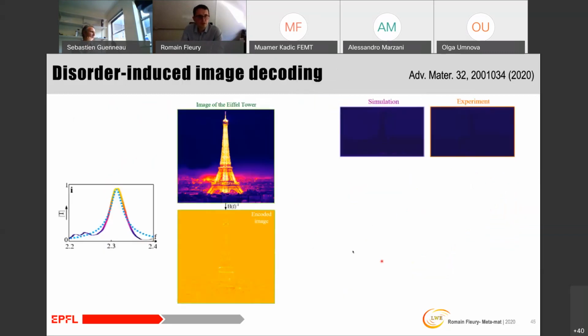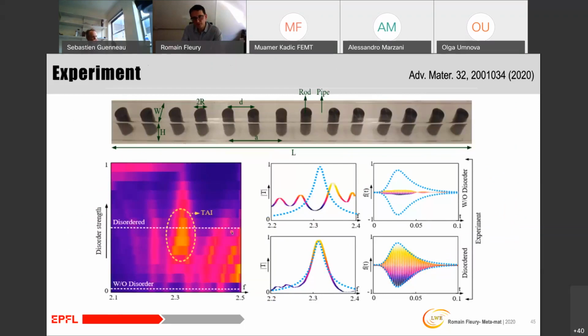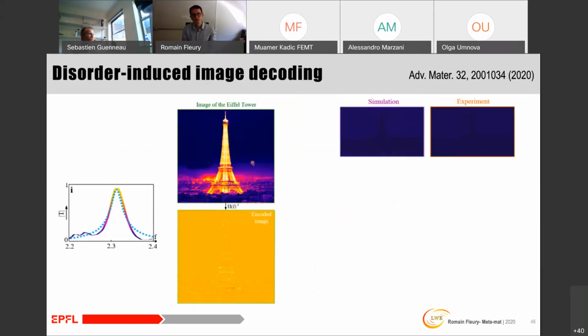And what we also did is, because we are working with time signals here, we were thinking that we might use this for robust disorder-induced image decoding. So we take an image of the Eiffel Tower, we transform it to a 1D time signal by going line by line in time. The higher the pulse, the higher the intensity of the pixel. We multiply this by the inverse Fourier transform of that Lorentzian, and we have an image that is encoded.